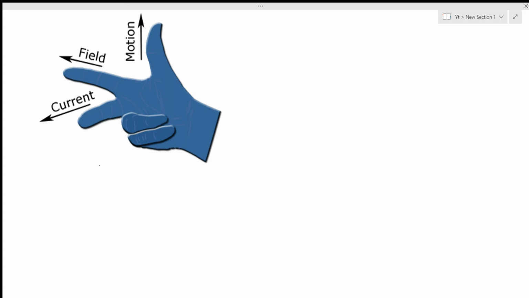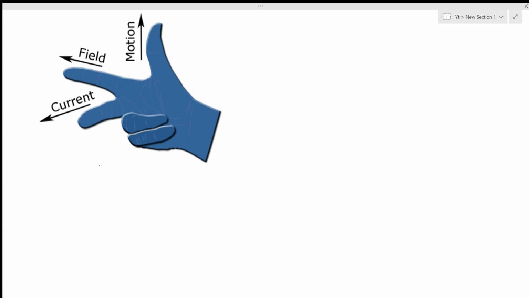The first situation was when a current carrying wire was placed in a magnetic field, and a force was exerted on that wire, right? That was your first situation. So when a current carrying wire is placed in a magnetic field and a force is exerted on it, that's when you use Fleming's left-hand rule.